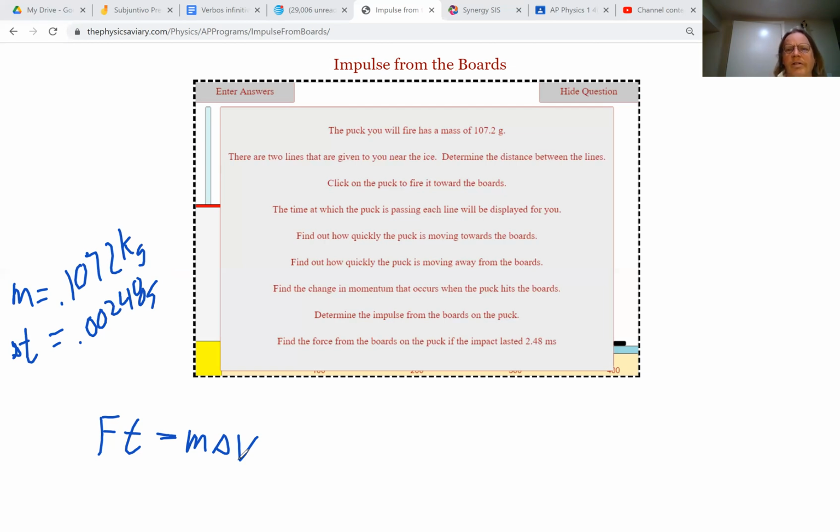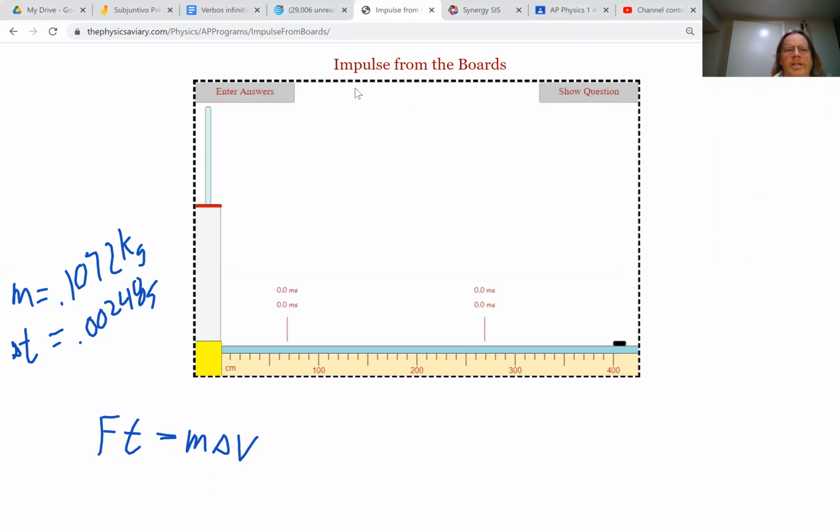All righty. So the rest of the part of it is you have to find a change in velocity now of your puck. So I've got my mass, I've got my time, and I am ready to roll. I'm going to go hide my question so I can see what's going on here. And I'm not quite ready to enter my answers. Now, remember what time is what? It's going to have two things that are timing here. You'll see in a second.